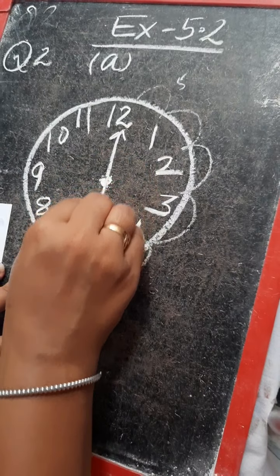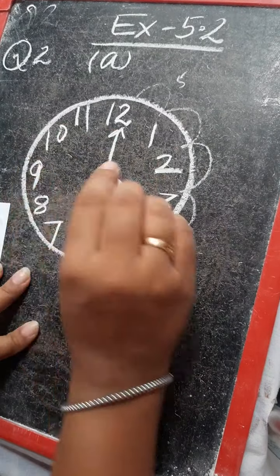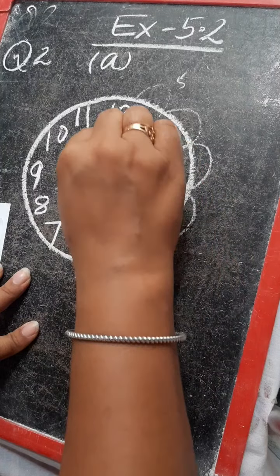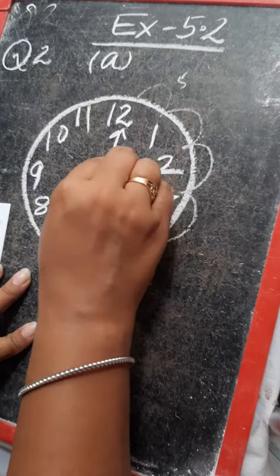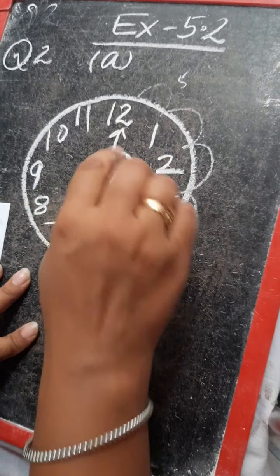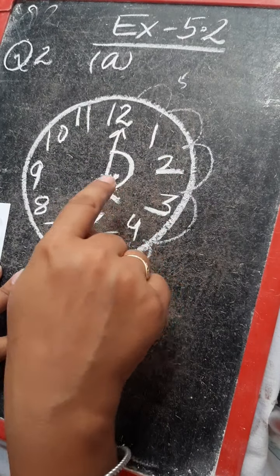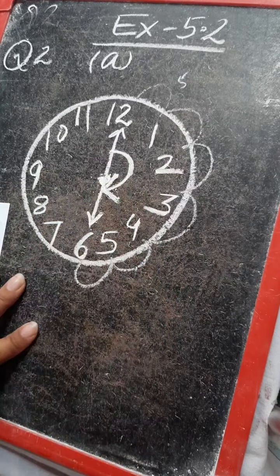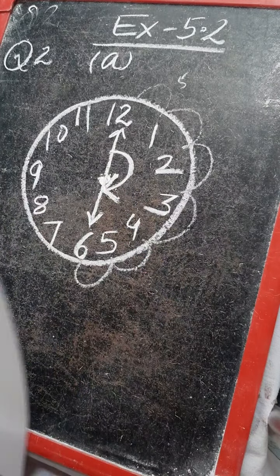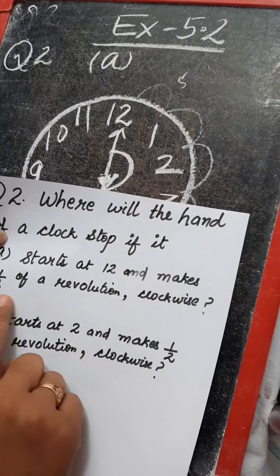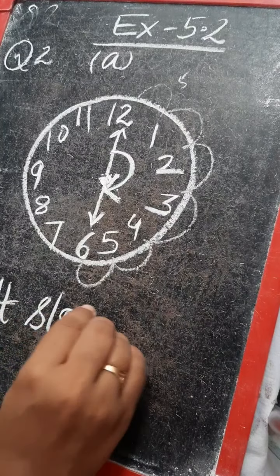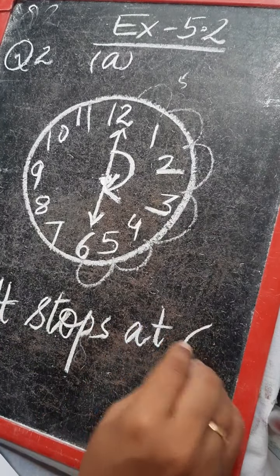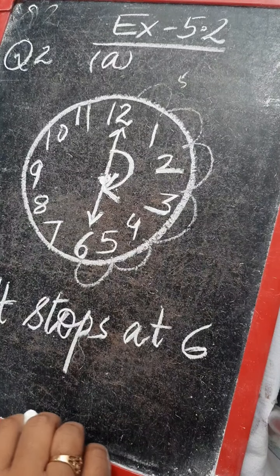So it will stop over here, and whenever the hand moves, the direction will be clockwise like this. It stops over here, so make an arrow over here. This marking is very important. Marking the direction is very important. So as the question says, it starts from 12 and makes half of a revolution clockwise, so it stops at 6. So your answer is it stops at 6. So this is your A part.